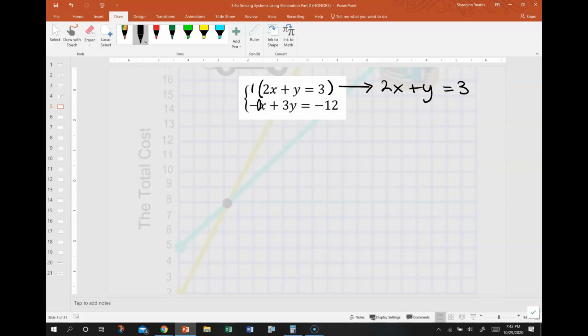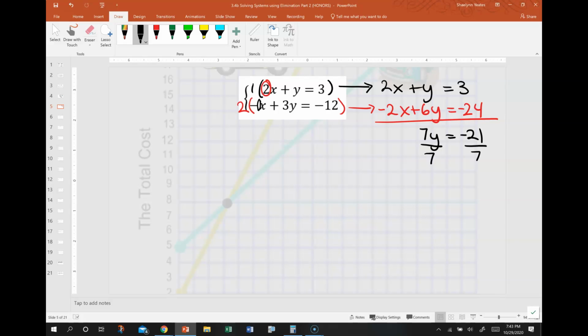On the bottom, I have to be a little more careful, and I'm going to multiply through by this 2 that's next to that x up top. So I do 2 times -1, and I get -2x. Oh look, they're going to go away. 2 times 3y is 6y, and 2 times -12 is -24. So now I can add them together. So I've got 2x minus 2x is 0, 6y plus y is 7y, and 3 plus -24 is -21.